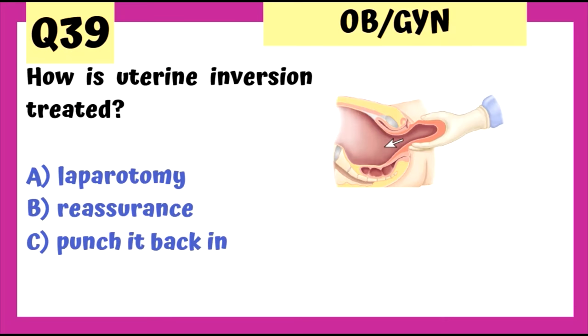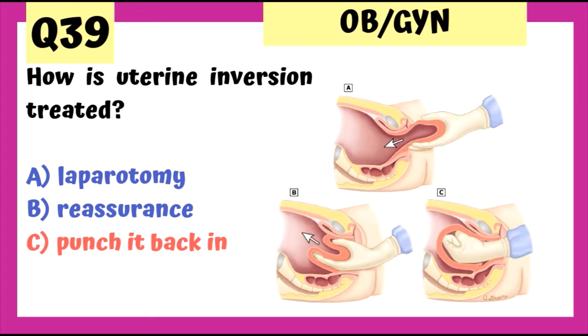How is uterine inversion treated? How do we treat uterine inversion? And the answer is we push it back in. We push it back in. That's how we treat uterine inversion. After a tocolytic agent is given, we push it back in.